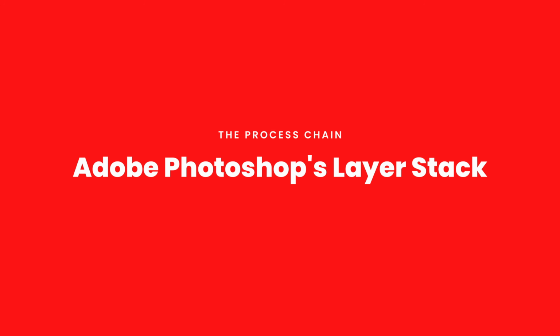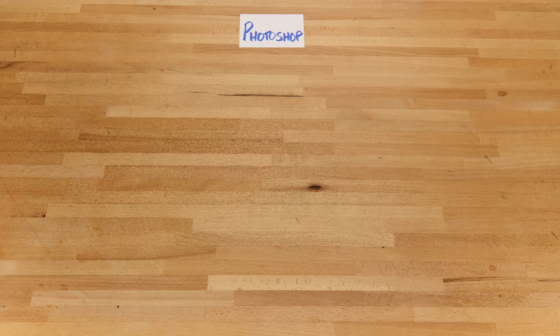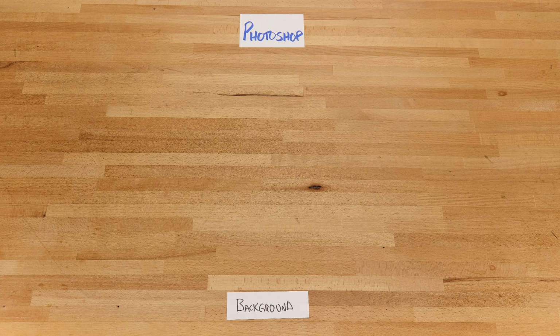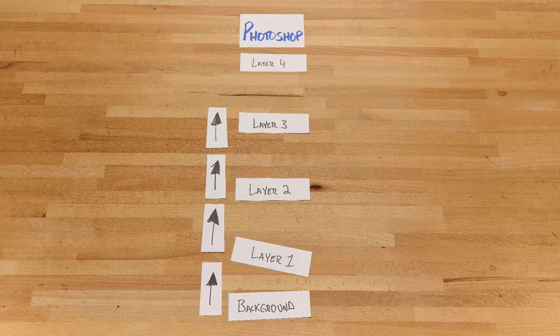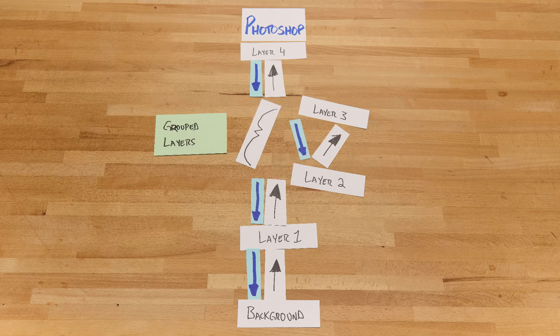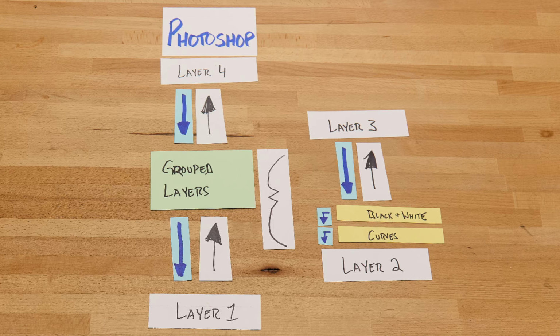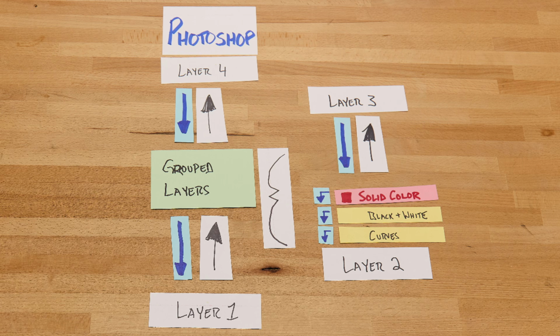Photoshop lays out the process chain in the most visually obvious way, with layers. At the very bottom sits your background layer, your original image, right? Every layer above that introduces new modifications that cascade downwards. Adjustment layers, black and white conversions, solid colors, and their selected blend modes interact sequentially, building up from bottom to top.